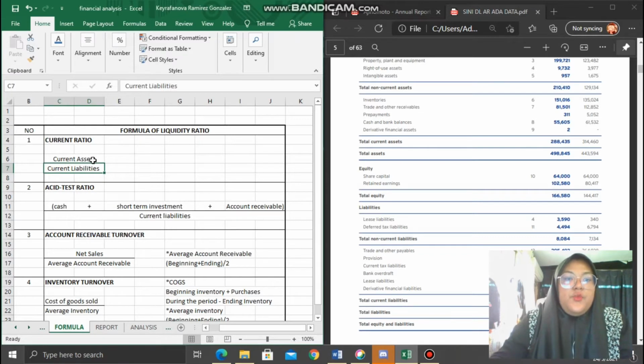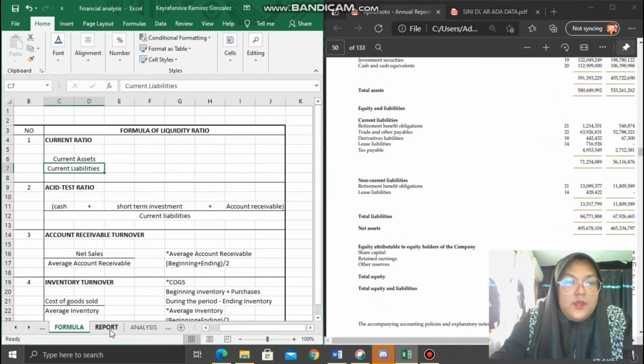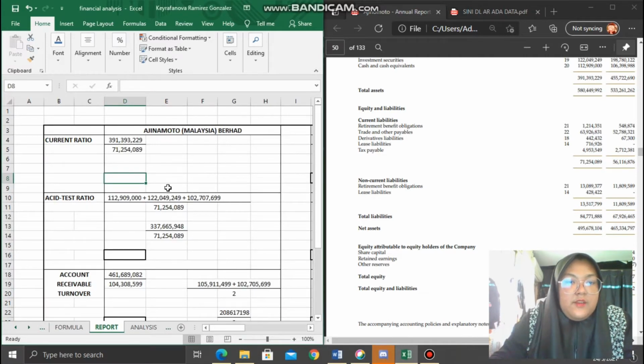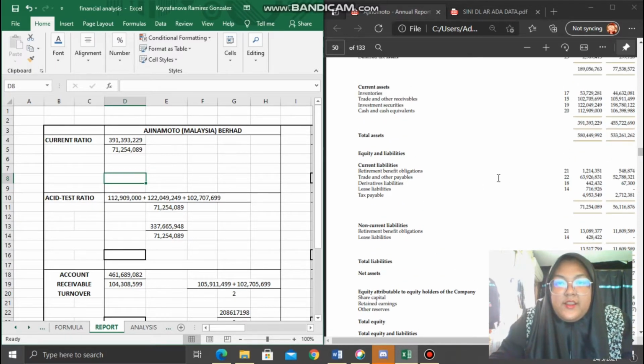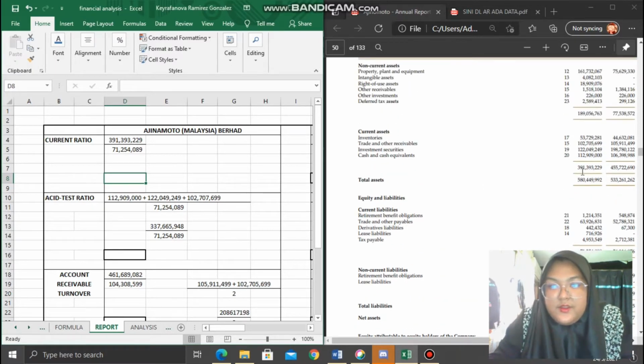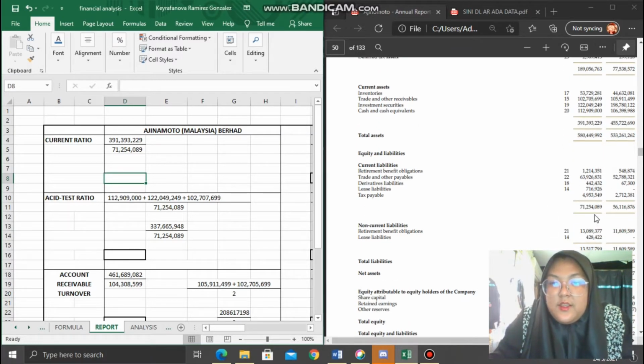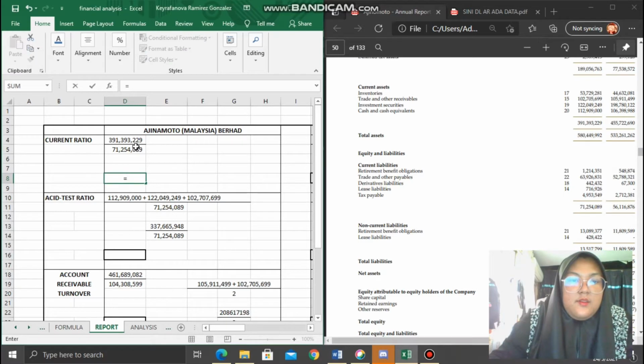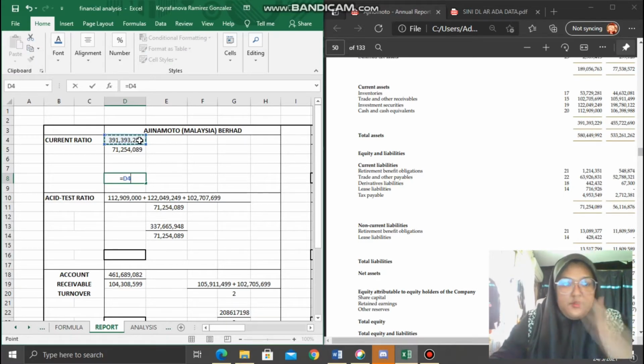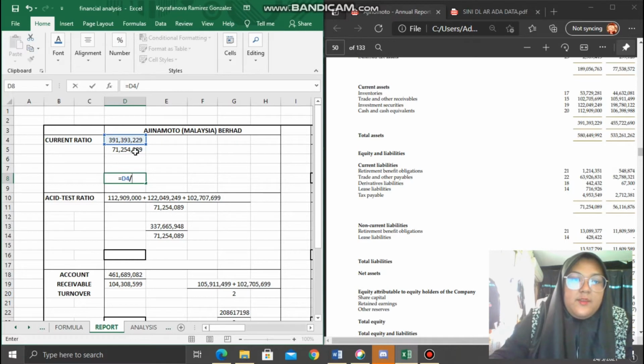To find the current ratio, we need to divide current asset by current liability. Both values can be found in the statement of financial position. Let us first find the current ratio for Ajinomoto Malaysia Berhad. The current asset for Ajinomoto Malaysia Berhad is 391,393,229, and the current liability is 71,254,089. Now just key in. We divide current asset by current liability, and we get the current ratio.